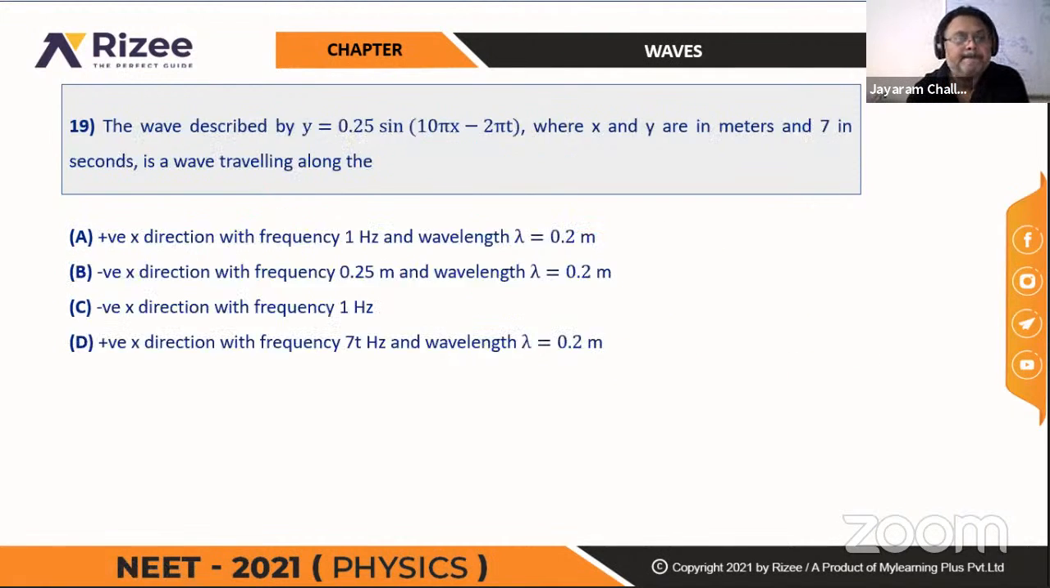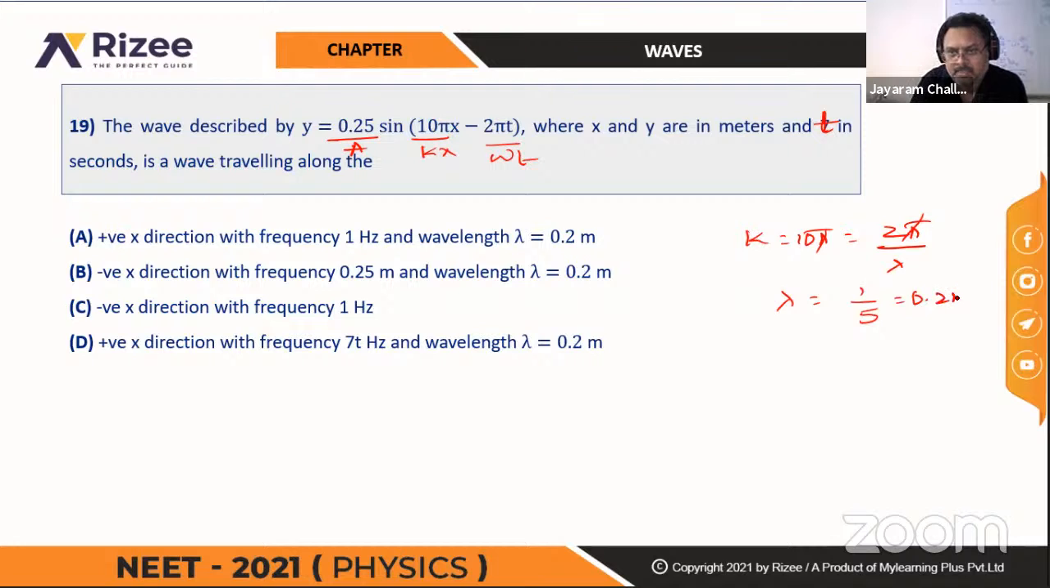Next, sir. The wave described by y = 0.5 sine. This represents your amplitude, this is your kx term, this is your ωt. He is asking the wavelength and so on, with meters and t in seconds. Then he is asking for lambda and the frequency. Since k is equal to 10π, and it can be related as 2π by lambda, π can be removed. Lambda is equal to 1 by 5, in the sense 0.2 meters.